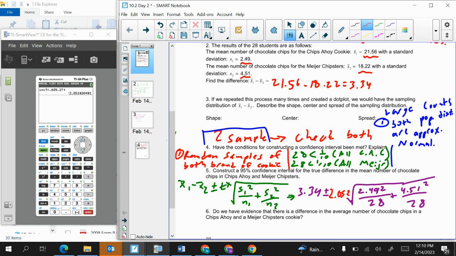So I'm not going to take that, and I'm going to multiply this times that by -1 for now, and store it in x. Okay, I'm going to get my standard deviation now. So 2.49 squared divided by 28.